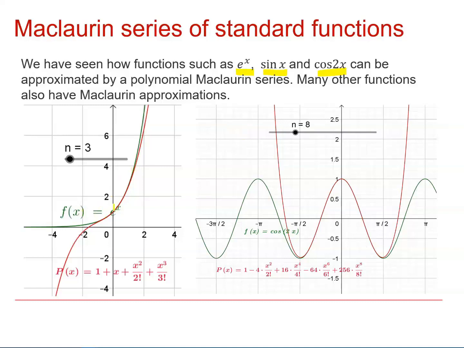We've seen these two plots before. Here's e to the x and here's a polynomial approximation for that. And here's cos 2x, and here's a polynomial approximation for that. There are many other functions that also have Maclaurin approximations, some of which are quite standard, and we use those quite regularly, and we'll look at those in the next few slides.